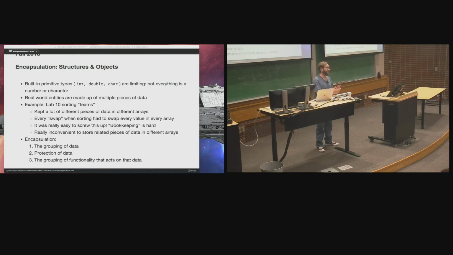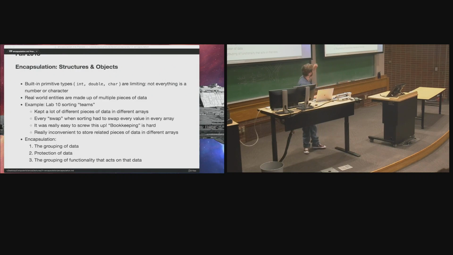Number two, the protection of data. That's really more of a pure object-oriented programming thing, where not only do you group the data together, but you protect it from the outside world, and you control access to the data and side effects of changing the data. The grouping of functionality that acts on that data means you're taking all the functions that sort that data, that print that data, that do whatever else, and grouping them within the same logical unit. That would be classes in Java, where you've got both state and behavior, where you've got variables and functions or methods that act on those variables. You don't have that in an easy manner in C.